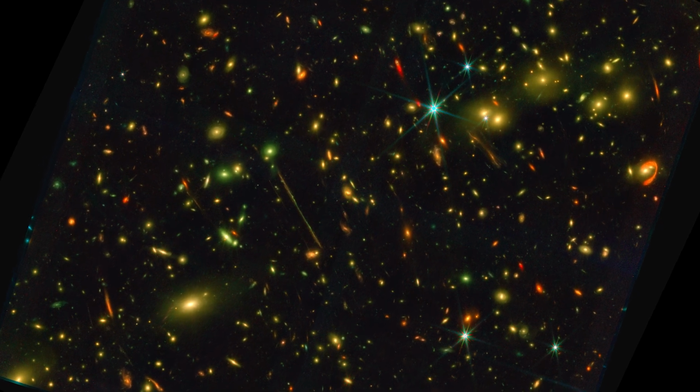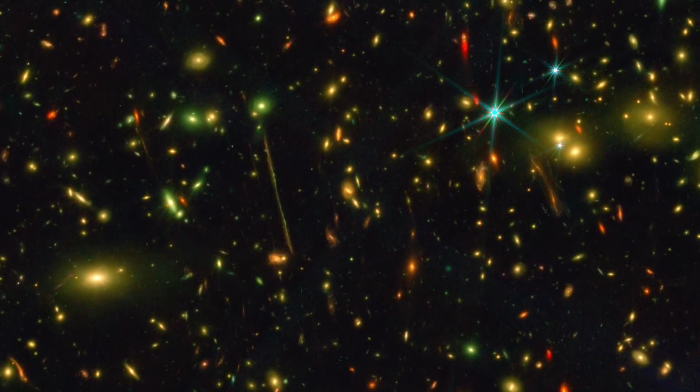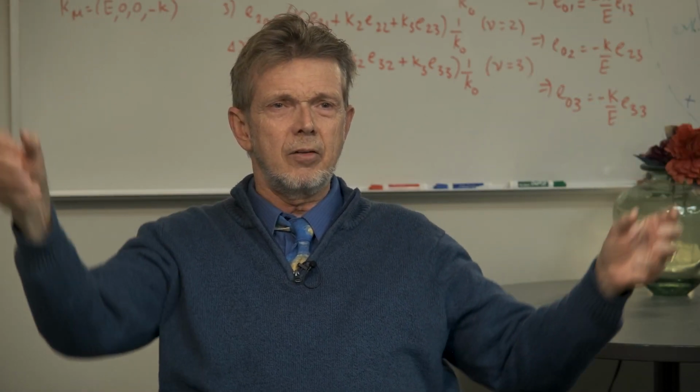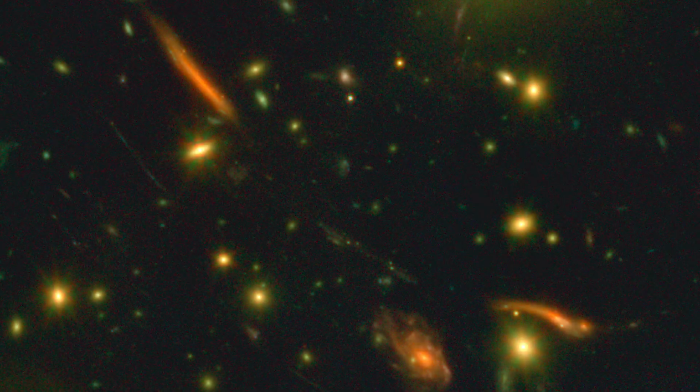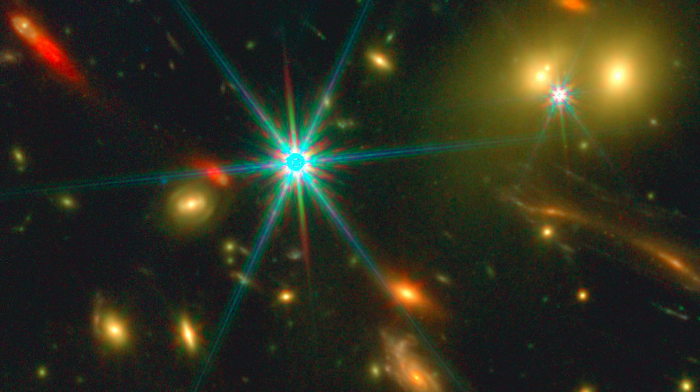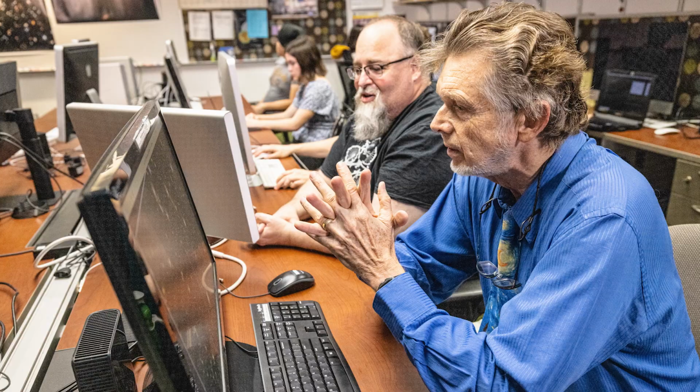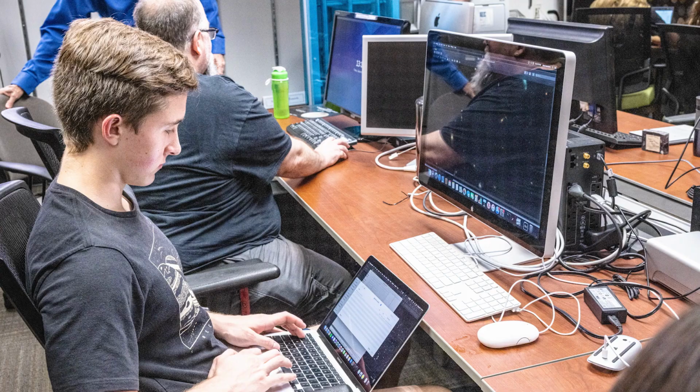The way these clusters of galaxies modify the images of the distant objects is just out of this world. They get literally spaghettified into strings and pencils and weird looking things. I'm Roger Windhorst, a Regents and Foundation Professor at the Arizona State University School of Earth and Space Exploration.